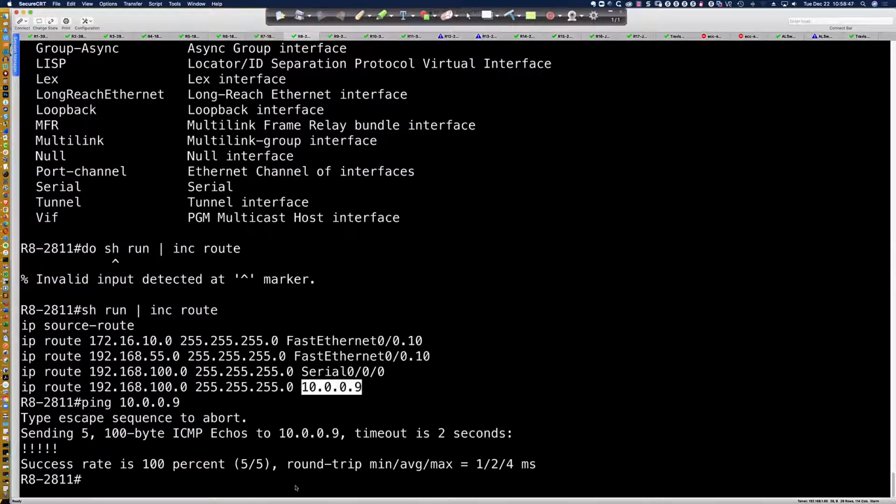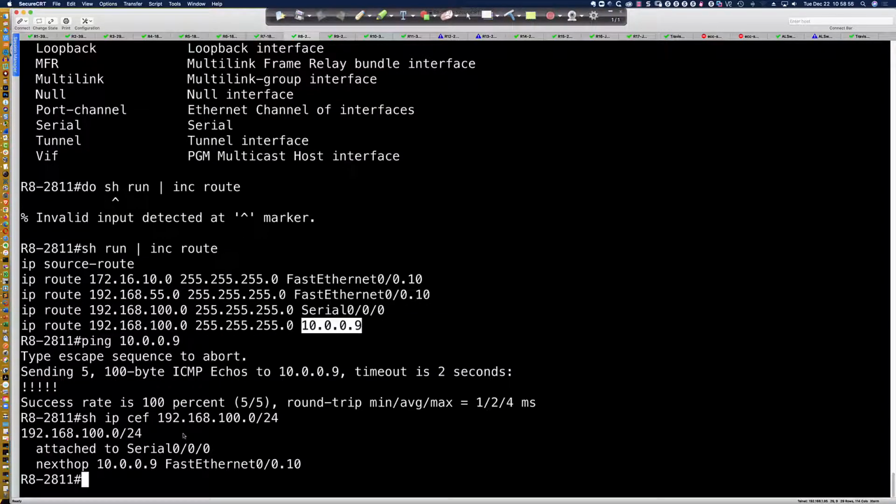So what happens if I say show ip cef, and I want to go to the 192.168.100.0, and I think we do the /24 in there. Take a look.